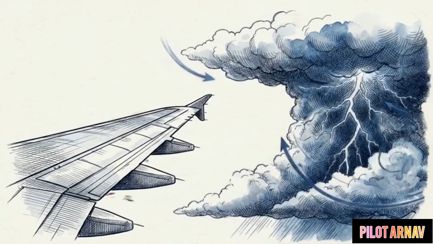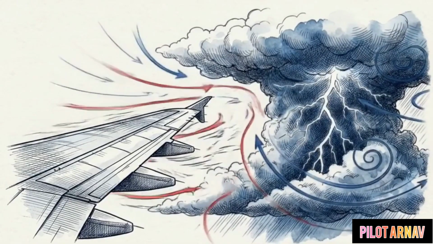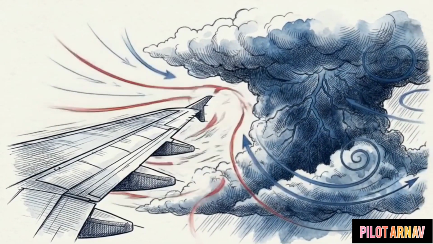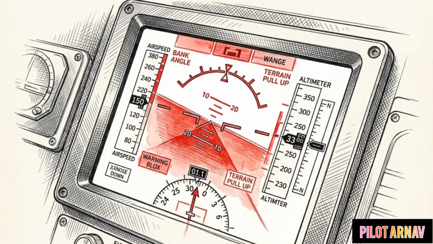There are weather systems you can navigate through, and then there is the cumulonimbus cloud. The internal forces inside one of these massive thunderstorms exceed the performance limitations of transport category aircraft. For aviators, it is the ultimate no-go zone.